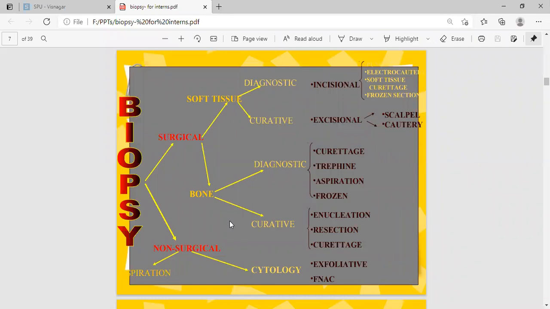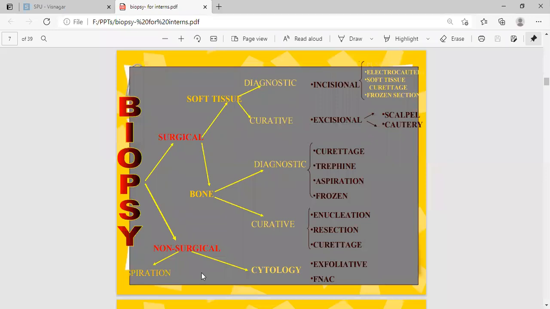The surgical modalities: surgically, you take soft tissue and bone. Soft tissue, diagnostic and curative. The diagnostic is when you want to do incisional biopsies. You can use electrocautery, then you can use soft tissue curettage and frozen section. What is incisional biopsy and excisional biopsy? We will discuss in the next slide the indications of incisional biopsy and excisional biopsy.